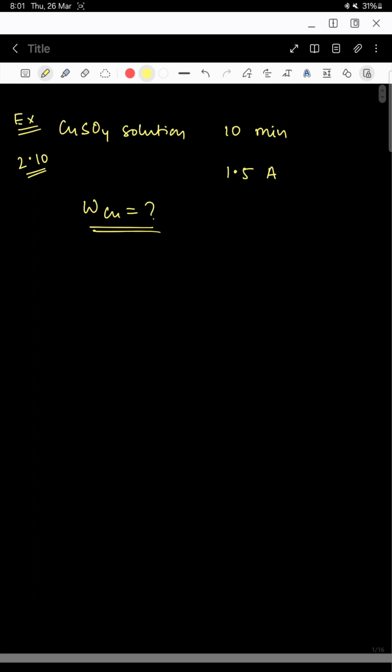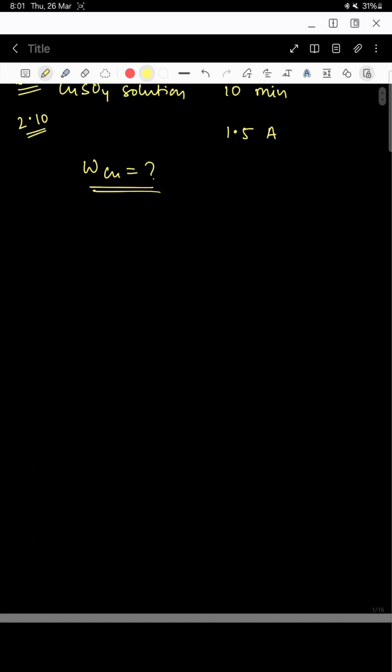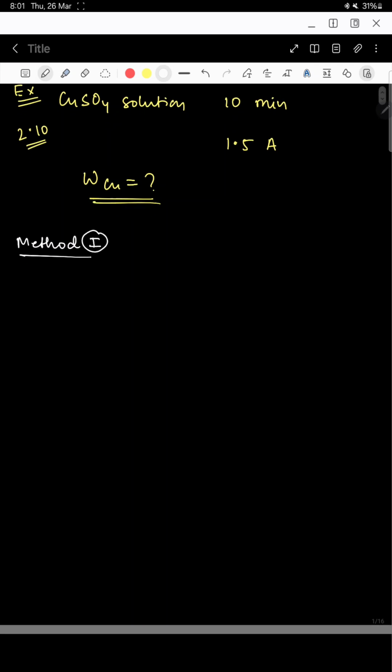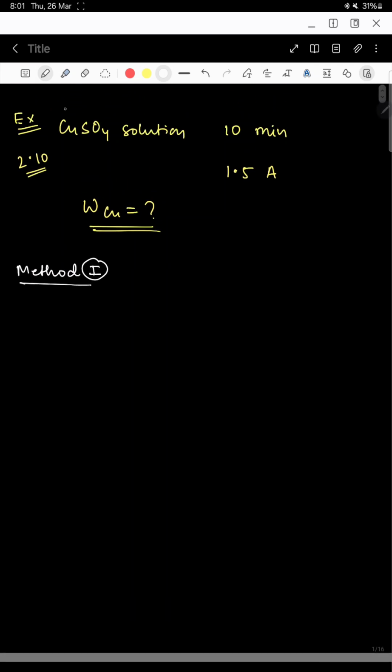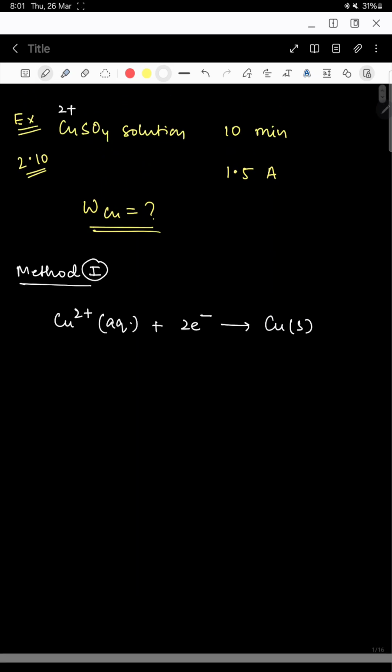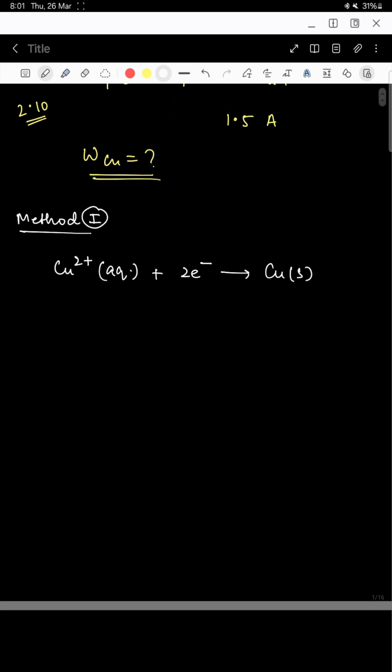So how to approach? Now see, this can be solved in two ways. First, I will tell method 1. You can choose any of the methods, both are equally acceptable. So first, if we have copper sulfate solution, in that copper will be in +2 state. So we have copper in +2 state in aqueous solution, and it accepts 2 electrons at cathode, gets reduced to copper metal. So this is how it gets deposited at cathode. So copper sulfate has Cu2+ ions which accept 2 electrons, get reduced at cathode.